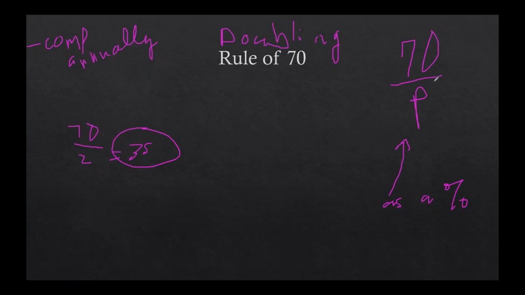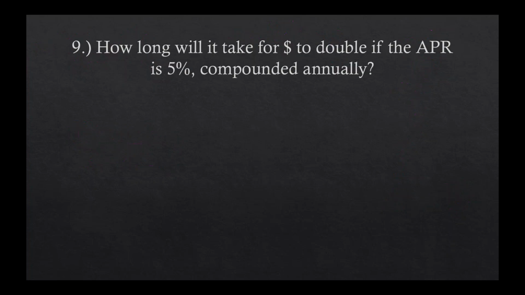So, okay, let's actually do a problem instead of me just yapping. How long will it take for money to double? Again, the amount doesn't matter. If the APR is 5% and it's compounded annually. So when you're thinking about homework questions or test questions, you're looking at the word double. If it doubles, you're thinking, okay, I need to take 70 divided by the percent, and that will give me the number of years it will take to double.